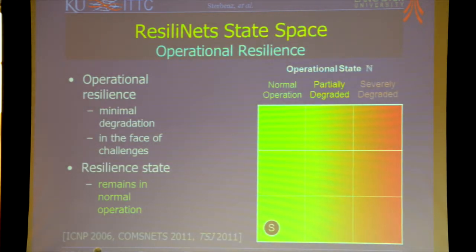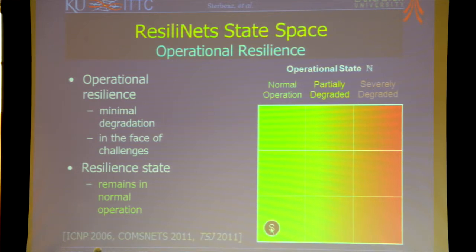We want a way to measure this. It's a complex problem. We'd like a single number between 0 and 1. My network has a resilience of 0.78. Yours is 0.62. Mine is better than yours, but that's complex. So what we do is we model this as a two-dimensional state space. The horizontal axis is the operational state of the network. Normal operation is what the network is designed for. It's where you assume you're going to start.